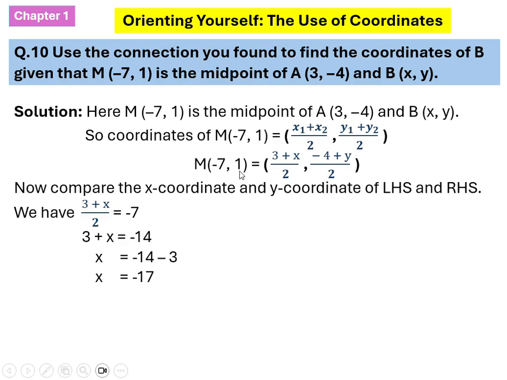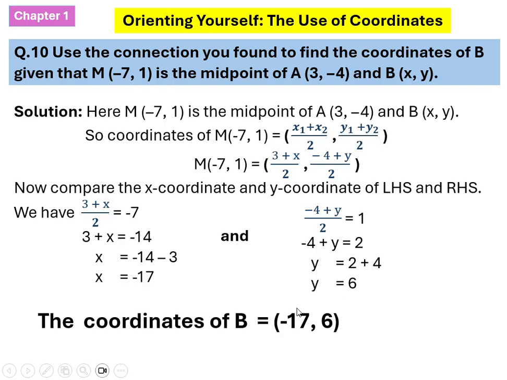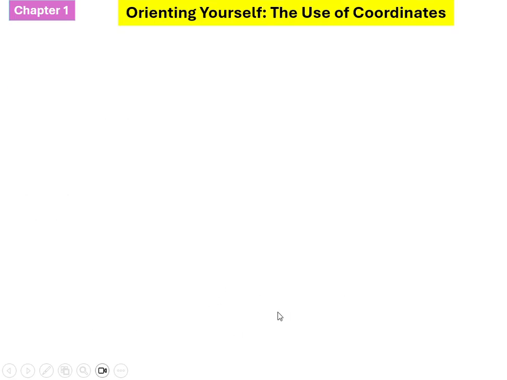Now let's compare the y coordinate from LHS and RHS. So we will have (-4 plus y) divided by 2 equal to 1. 2 will go to the RHS in multiplication because it is in the denominator. So -4 plus y equals 1 into 2, which will be 2. -4 will go to the RHS, so it is negative, so it will become positive. So y equals 2 plus 4, y equals 6. So finally we got the coordinates of B, which are (-17, 6). Okay, so this is the solution of question number 10.